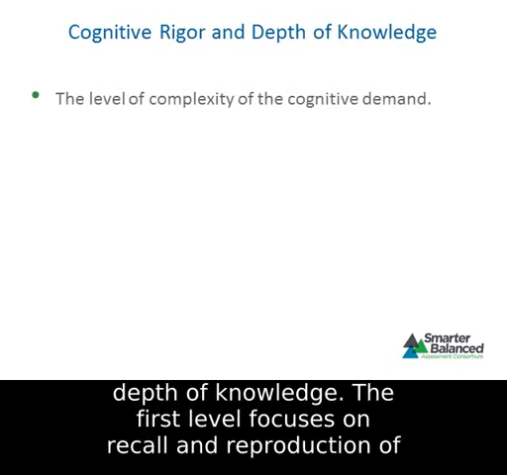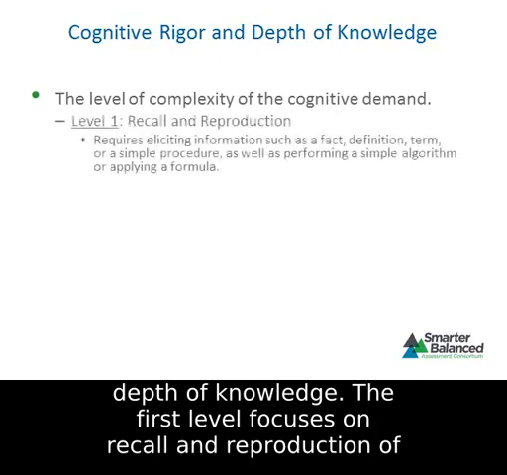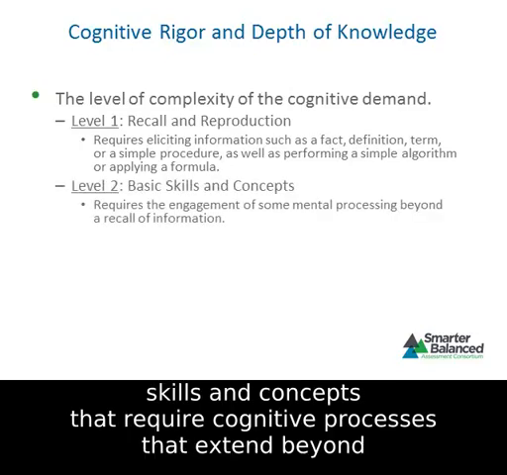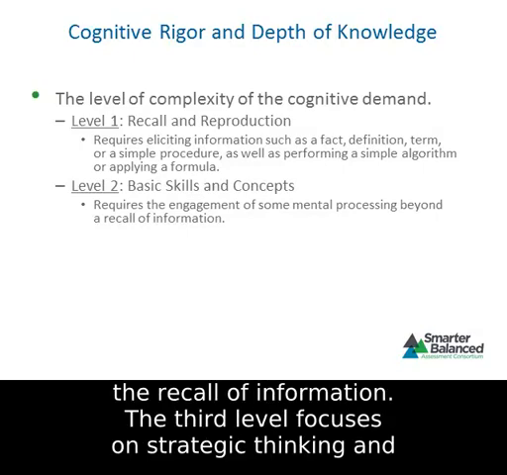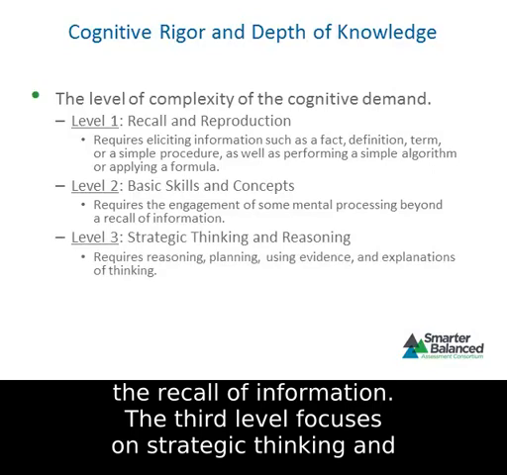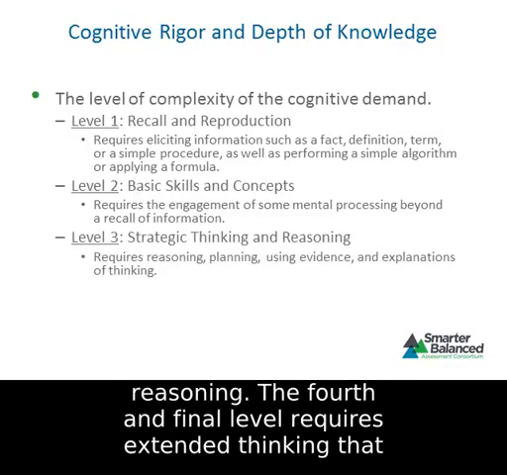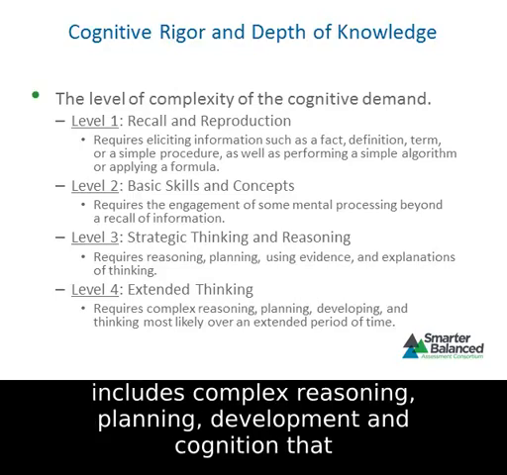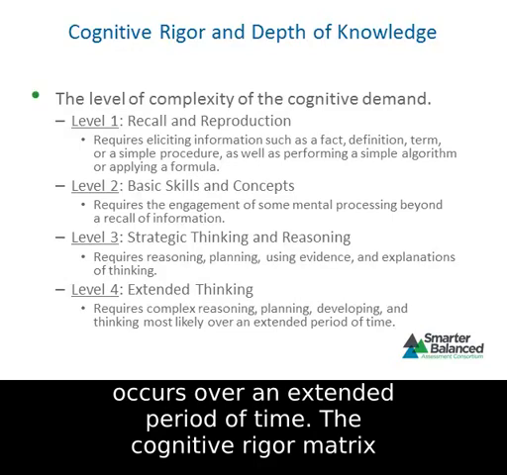Smarter Balanced has defined 4 levels of depth of knowledge. The first level focuses on recall and reproduction of facts and other types of information. The second level focuses on basic skills and concepts that require cognitive processes that extend beyond the recall of information. The third level focuses on strategic thinking and reasoning. The fourth and final level requires extended thinking that includes complex reasoning, planning, development, and cognition that occurs over an extended period of time.